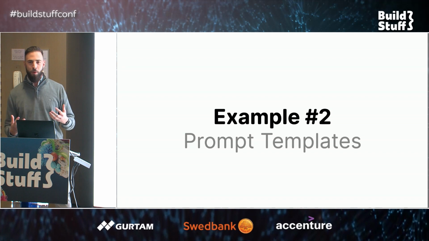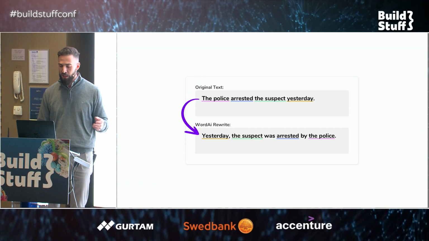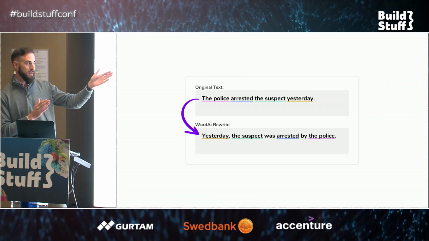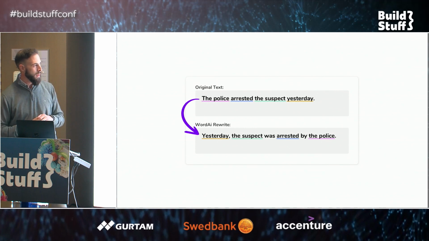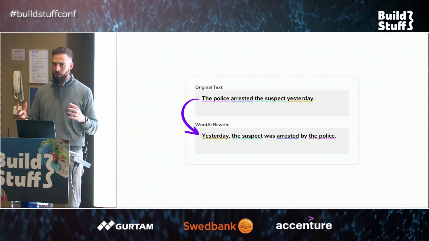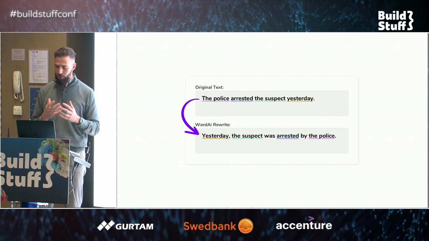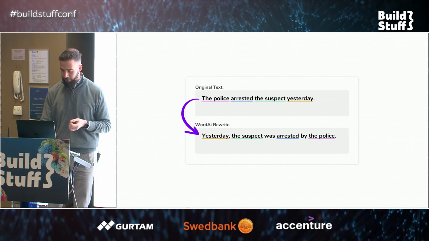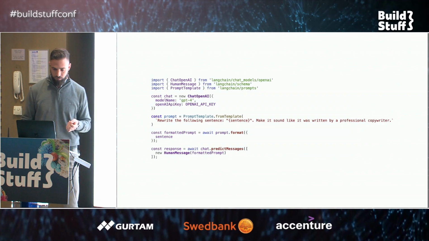Let's make it a bit more interesting. Let's use prompt templates. A use case for that could be something like this, for example. That's a screenshot from a tool called Word AI. In here, basically, it just takes your text and it makes it sound much better. How can we use that?